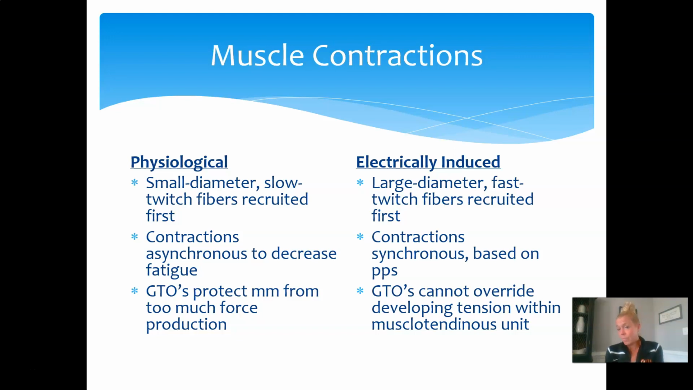With eStim, we can't selectively choose to fire some muscle spindles and not others. It's going to be based on our pulses per second. We're going to stimulate those large diameter fibers, and we're going to get a strong contraction. With the physiologic contraction, the Golgi tendon organs can protect the muscle from too much force production. With electrically induced, the Golgi tendon organs can't override the muscular tension that's built up, but you'll see that usually we're going to get to that noxious level of stimulation well before a person would have any type of damage or too much tension developing in the muscles.